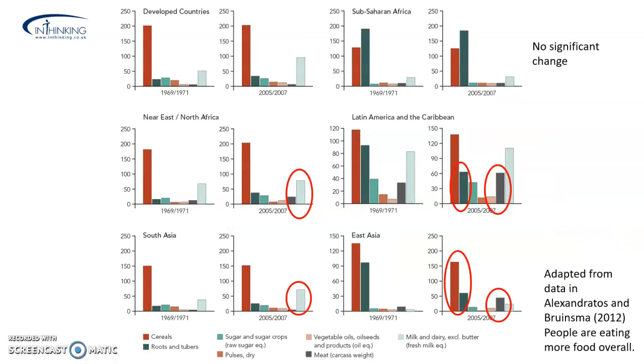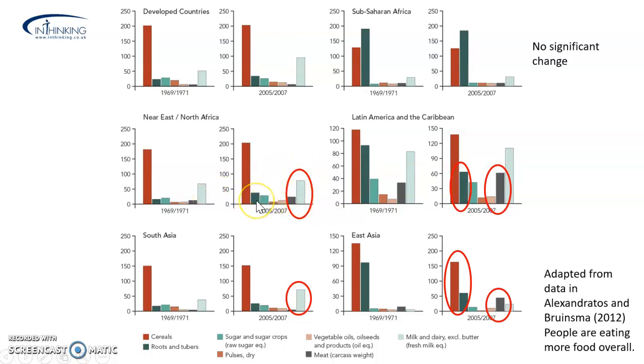And this graphic is quite interesting because it shows the change in diets over quite an extended period of time. In particular, if we're interested in looking at regions like Sub-Saharan Africa, there does seem to be very little change in terms of their diets here, looking at the two graphs. No significant change in their diets.